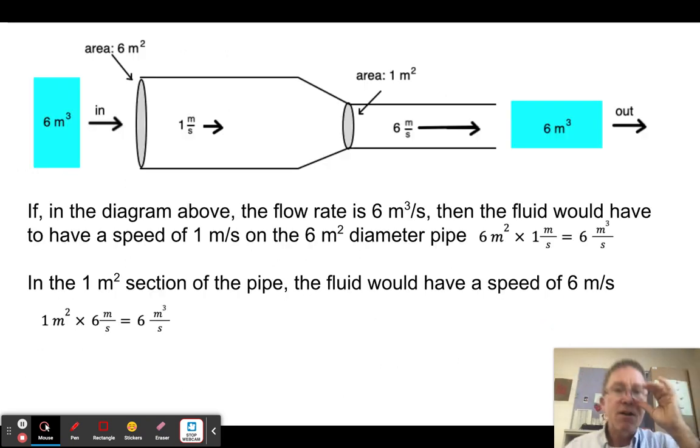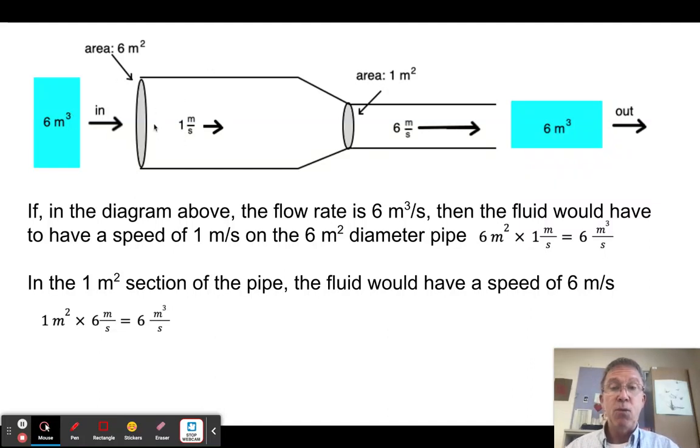Now, if we look at this diagram above, and this is what they're usually going to show you, you have a system where I'm going to change the diameter of the pipe. I'm usually going to have it get either wider or narrower, in this case narrower. So here on this end, the opening is 6 square meters, but it's going to move into an area where it narrows down to 1 square meter. I think you can see, well, if the flow rate stays constant, the velocity's got to change by a factor of 6. So let's just see what happens.